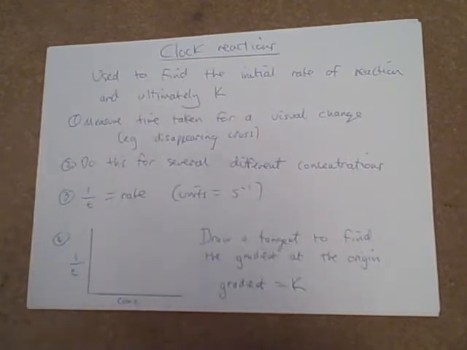If we then do a graph of 1 over time versus concentration, the tangent to that graph, and therefore the gradient, is k. If you wanted to find k for the initial start of the reaction, you would draw the tangent at the origin.